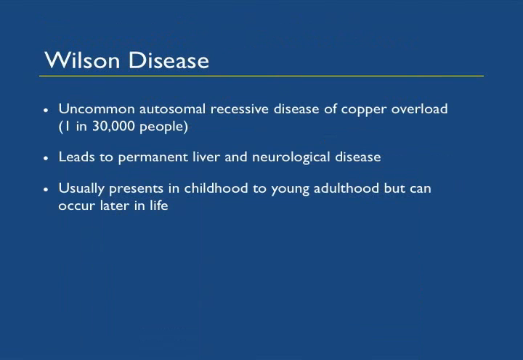The next disease is Wilson's disease. This is an uncommon autosomal recessive disease of copper overload that occurs in about 1 in 30,000 people. It leads to permanent liver and neurologic damage. It usually presents in childhood to young adulthood, but can present later in life.